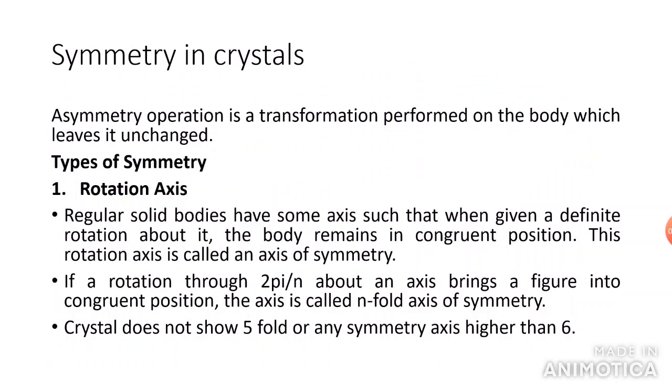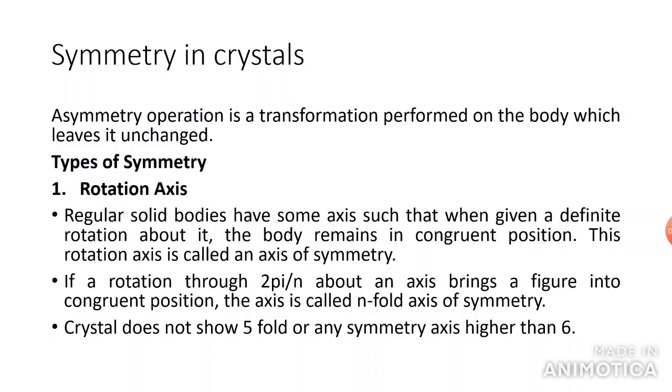Now come to the point symmetry in crystals. A symmetry operation is a transformation performed on the body which leaves it unchanged. There are various types of symmetries. First is the rotation axis. Regular solid bodies have some axis such that when given a definite rotation about it, the body remains in a congruent position. What do we mean by congruent? The position that was originally held by the body. This rotation axis is called an axis of symmetry.